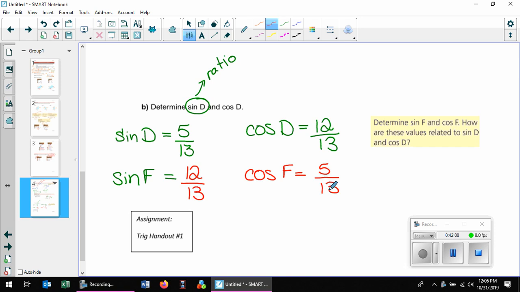I kind of like switched. They're the same, but they're opposite is a little misleading.